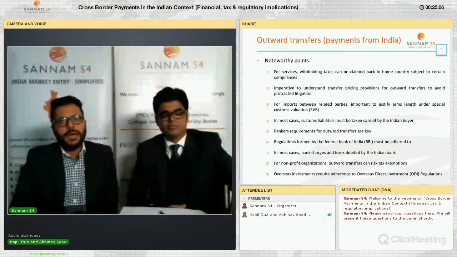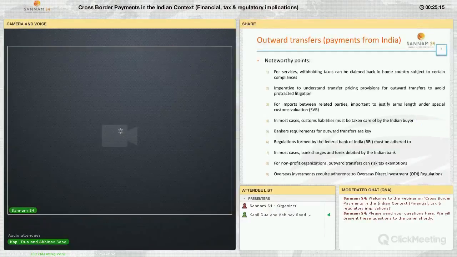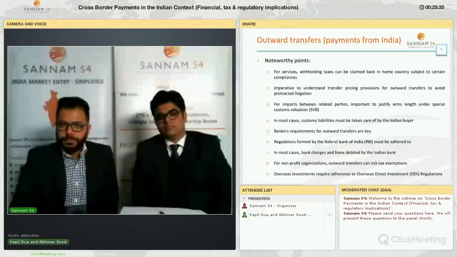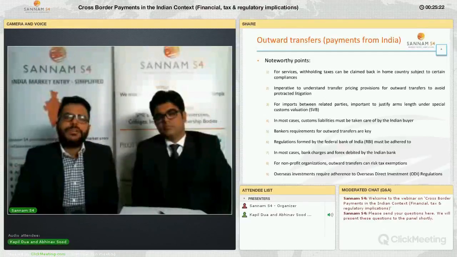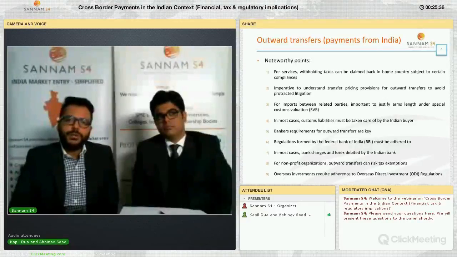Now, as we also talked about in the inward remittances, or payments coming into India, the same applies when the payment is out of India or between related parties. So in order to avoid any litigation going forward, the transfer pricing documentation, the transfer pricing study, and the margins which you have to keep in India are very important to understand. Those margins and transfer pricing regulations should be clearly followed. These are all issues which we need to understand.